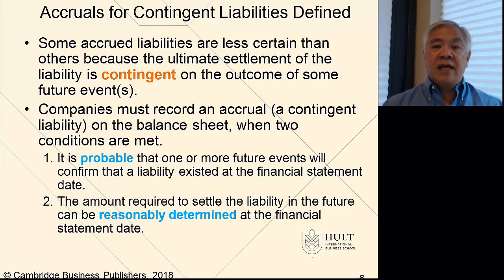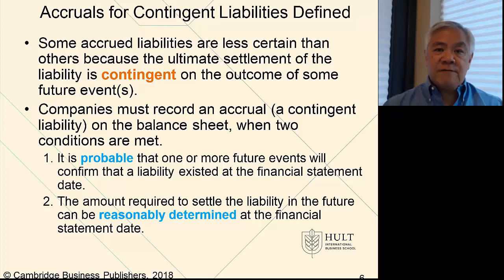The conditions are, it's probable that the event will occur. Back in our litigation example, it's probable that we will lose this court case. Secondly, we can reasonably determine the amount of the charge. We can estimate the total amount that we will lose for the lawsuit. That's under the example of a lawsuit situation.